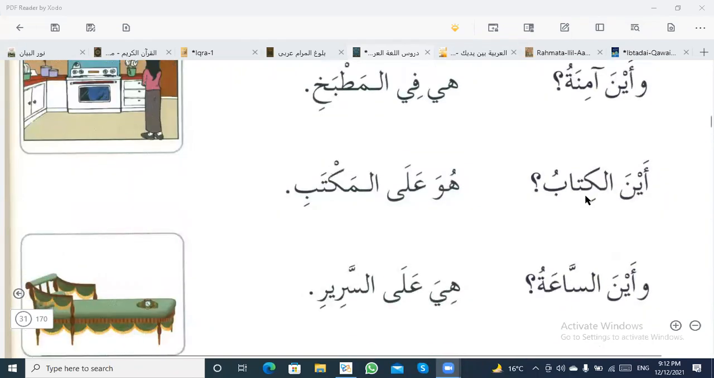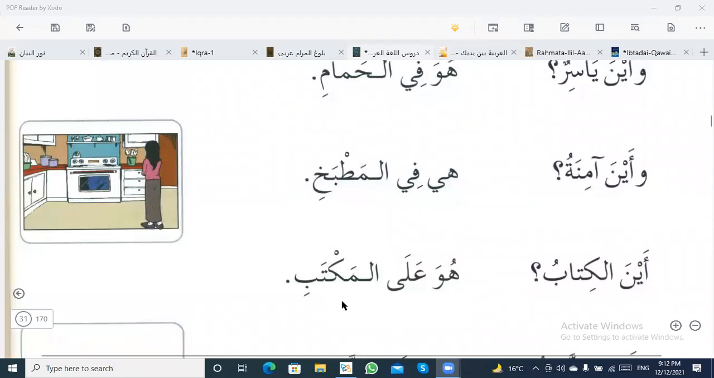Next. Ainal kitabu? Kitab kaha hai? Huwa alal maktabi. Wo mez par hai, desk par hai. Wa aina sa'atu? Aur ghadi kaha hai? Hiya alas-sariri. Sarir means bed, bistar. Wo bistar hai. Okay.